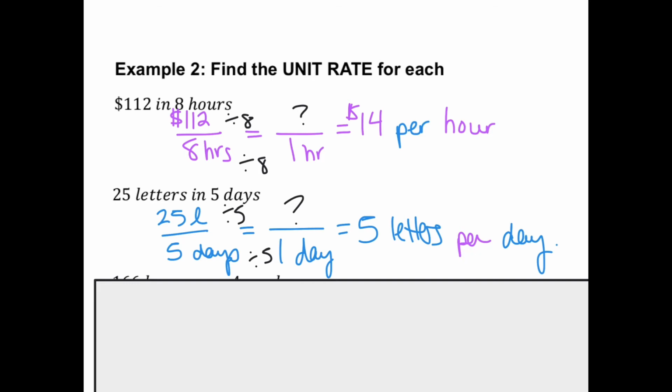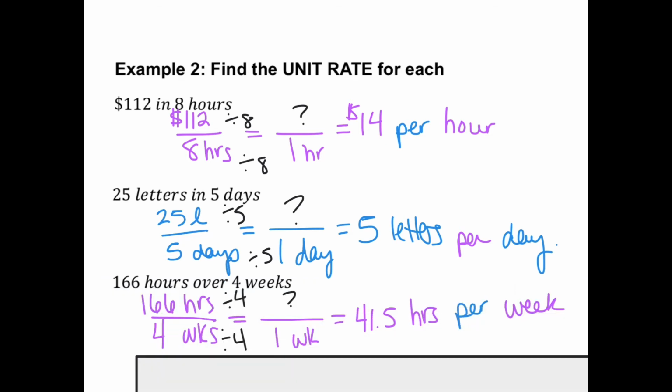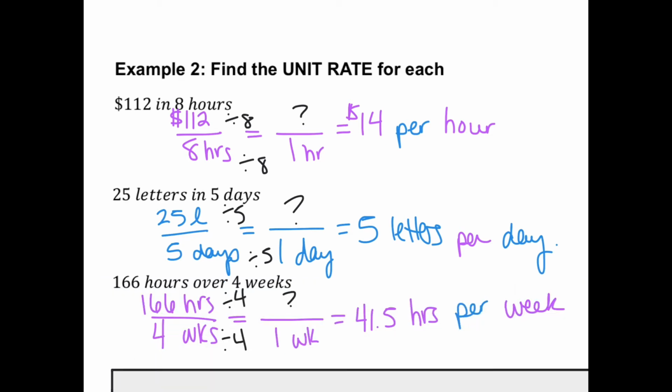The last example, let's see if I can move the block again here out of the way. The last example, 166 hours over 4 weeks. Well, here's a perfect example. My answer ends up being a decimal. 166 is not evenly divisible by 4, but that does not change the fact that I will be dividing by 4. When we were simplifying ratios, we were dividing by something that could go into evenly the top and the bottom. In this case, we're just going to divide by the denominator.